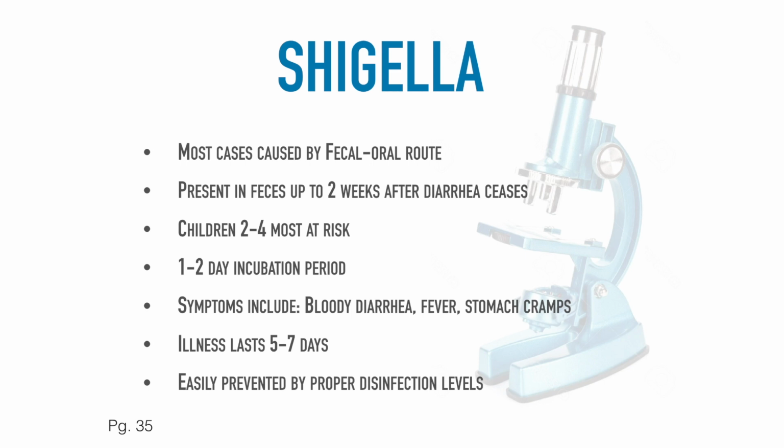It's to prevent the spread of Shigella because children 2 to 4 years old are by far the most at risk. Symptoms on this are not fun, my friends, and we don't want our little ones being exposed to Shigella. So as long as we keep our proper disinfection levels at 4 parts per million, you will never see a case of Shigella come from your swimming facility.